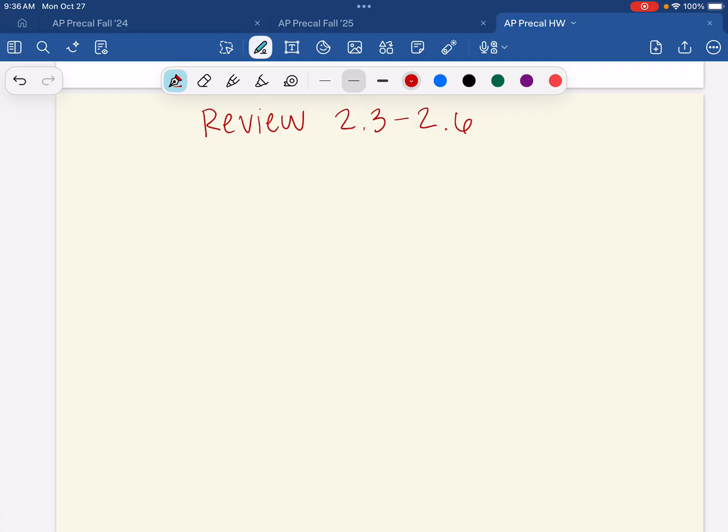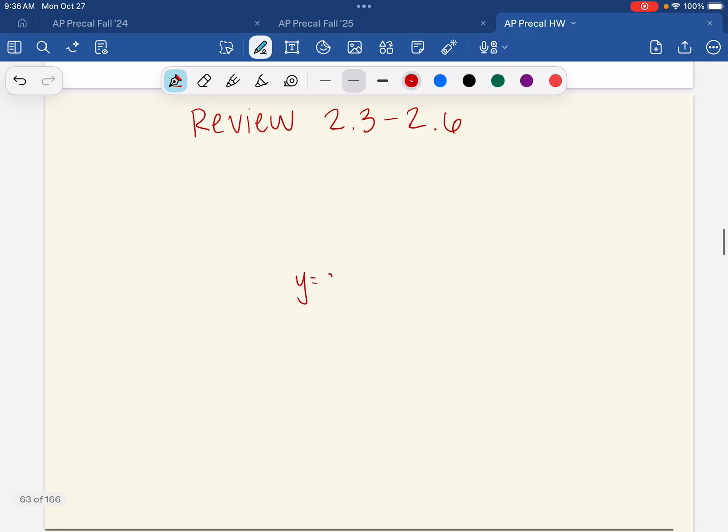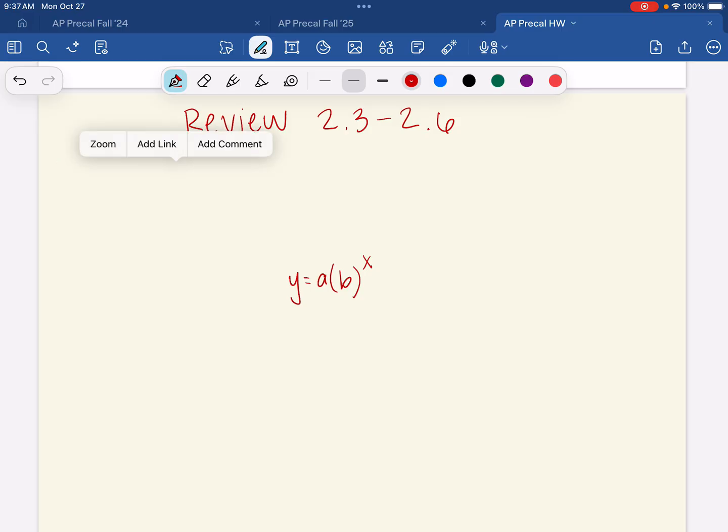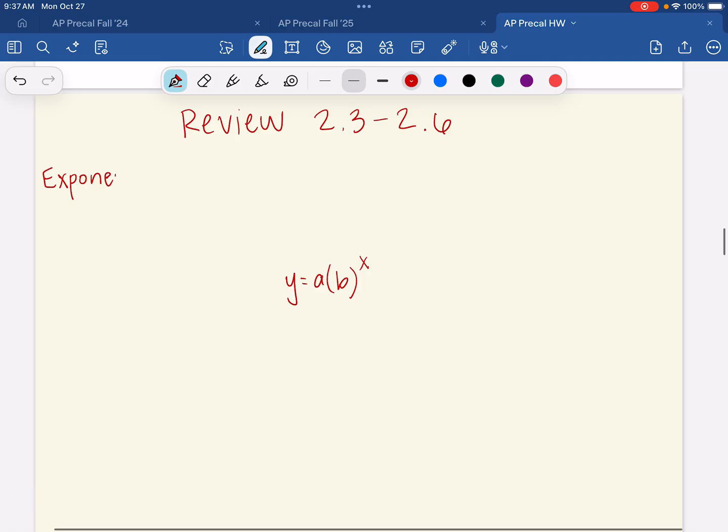So remember that the parent function for an exponential function is y equals a times b to the x. And a and b are going to tell us a lot about the function. So let's start first. If we have exponential growth, we know that it's going to be exponential growth by looking at the base.